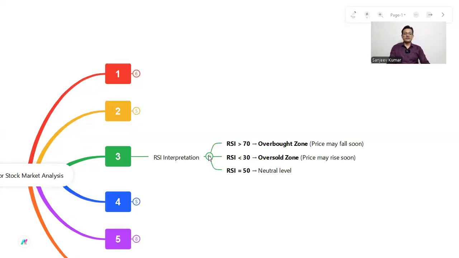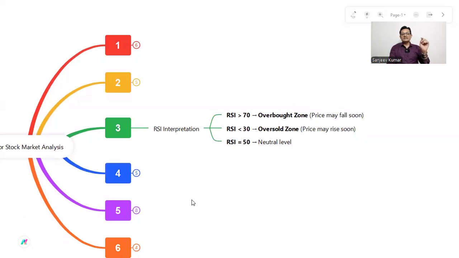RSI interpretation. If RSI is more than 70, it means the overbought zone. Price may fall soon. And if you see RSI is less than 30, it means the oversold zone. Price may rise soon. And if RSI is equal to 50, it is the neutral level.